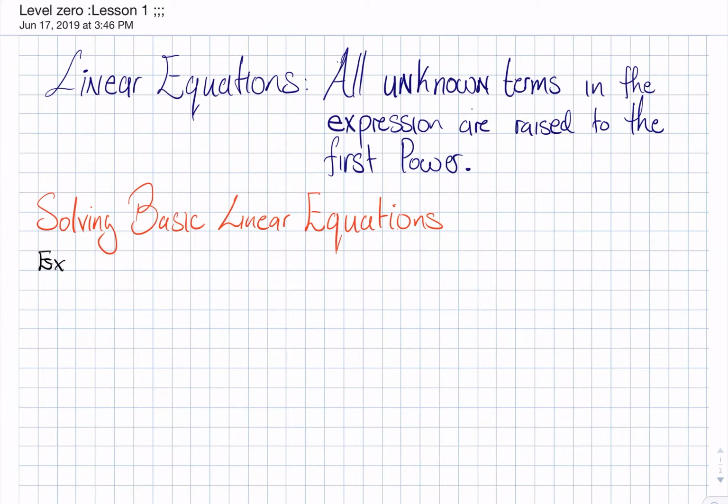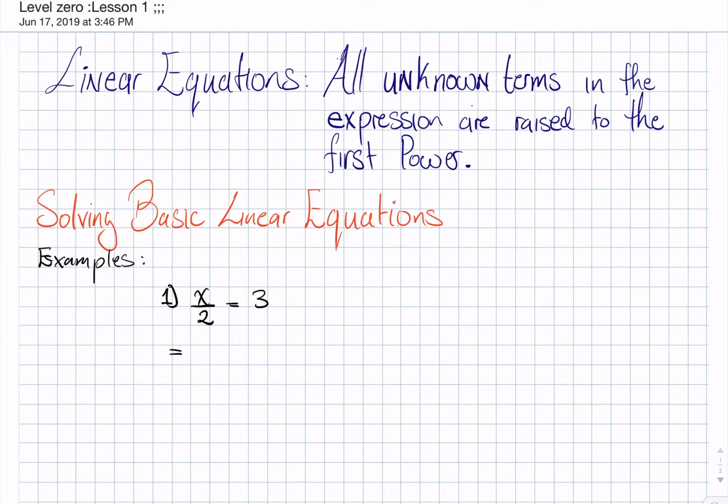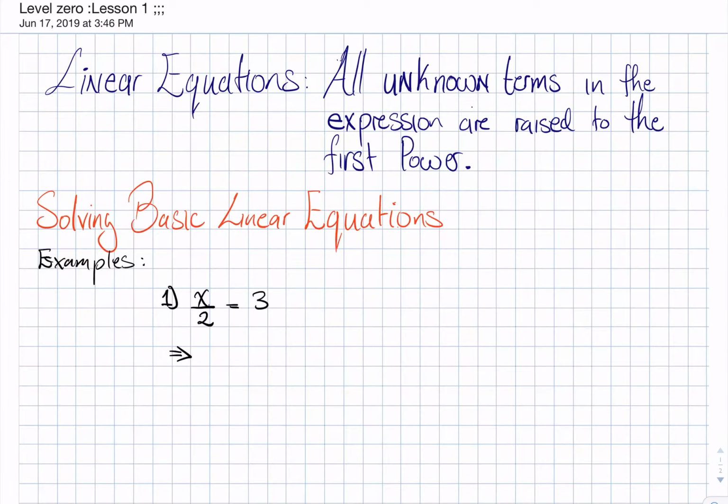Moving right along to the examples that demonstrate how to solve basic linear equations, we have example number 1: x divided by 2 equal to 3. To solve this, we need to recognize that we need to transpose for x. That is bringing 2 from the left-hand side over to the right-hand side. Thus, we have x being equal to 3 multiplied by 2. Thus, x is equal to 6, and that is our answer.